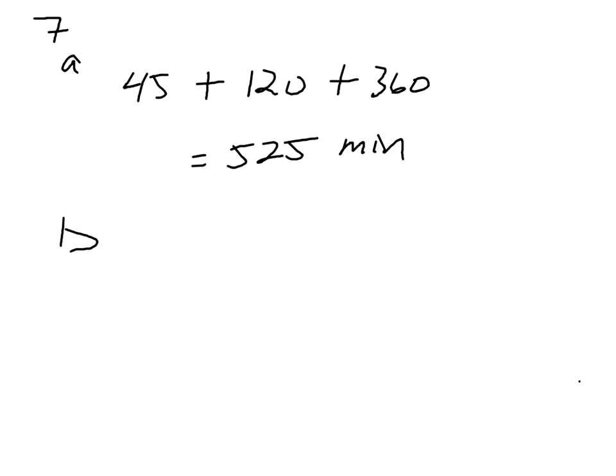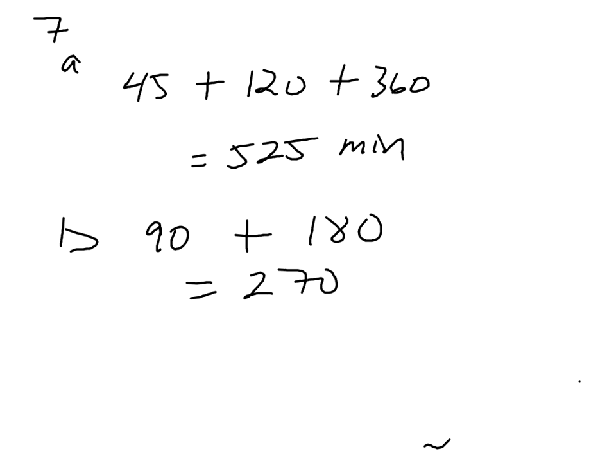Now for part B, it says what is the total time required for the separation processing activity. Again, it's not worded well. What they mean to say is for an involuntary separation. So that would be your 90 minutes plus your extra 180 for involuntary separation. So that gives you 270 minutes.